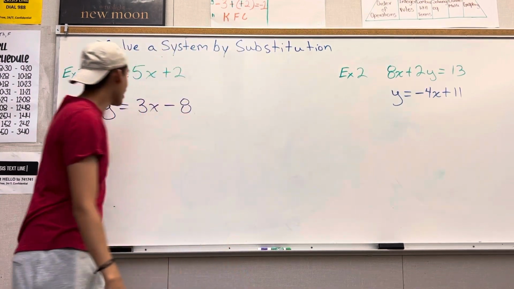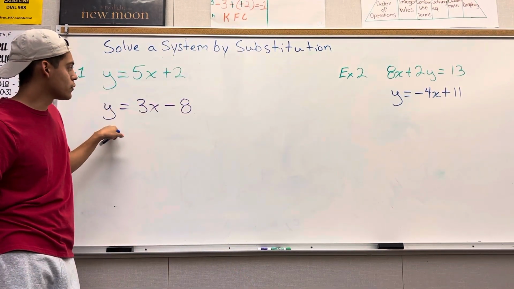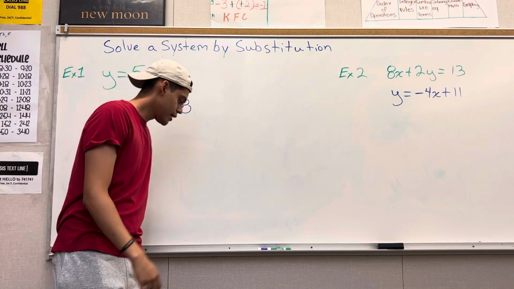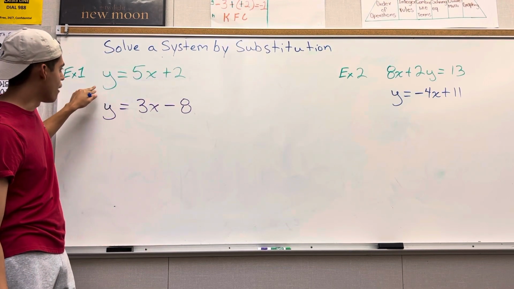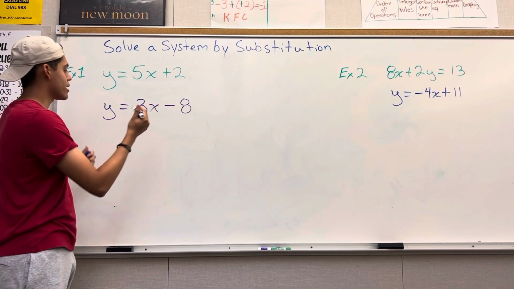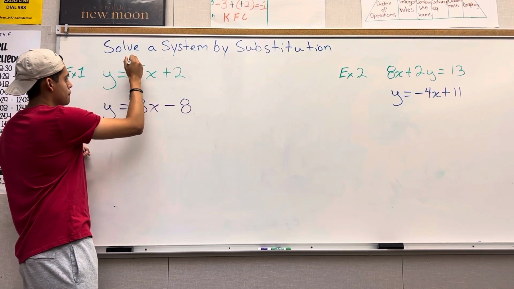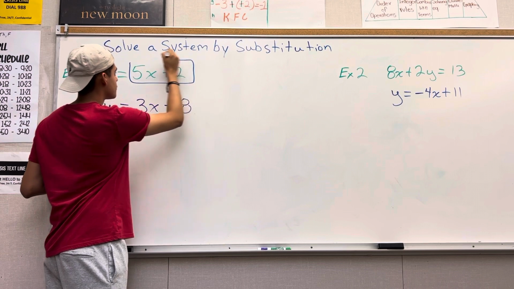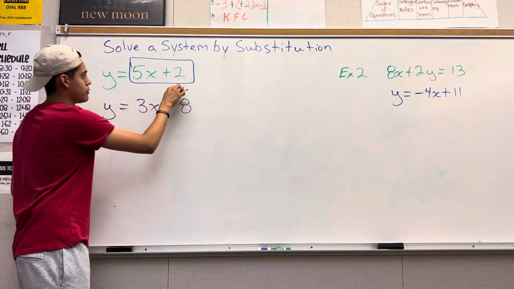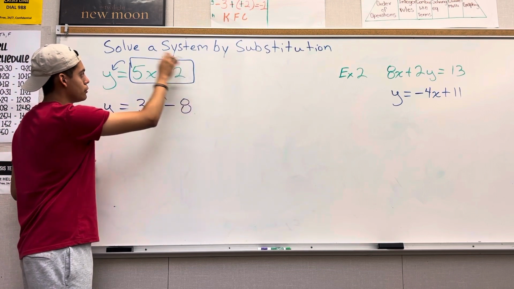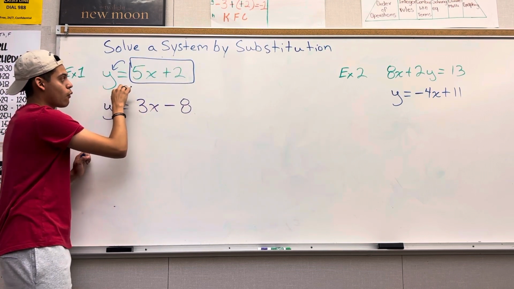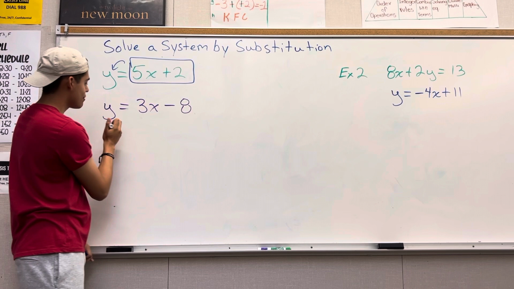So we see y equals 5x plus 2 and y equals 3x minus 8. We have these two equations. We see that they both have y equals. Think of this entire thing, 5x plus 2, that is what y is. Y is this entire blue box, because you have y equals this entire blue box. And you have this y right here.